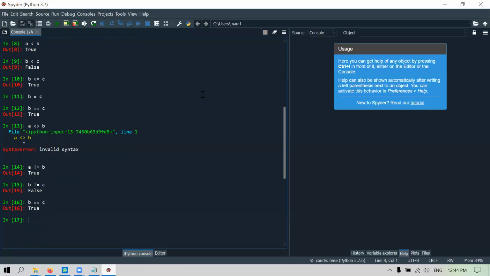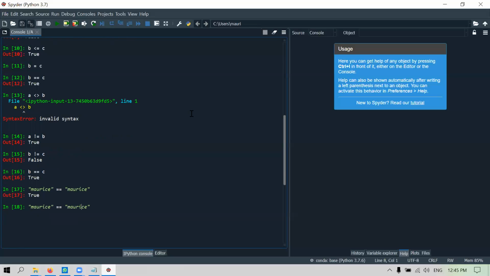Logical operators or comparators are very important when we compare whether two values are identical or not identical. We can also compare strings as well. For example, is Morris equal to Morris? It will be true, because they're identical. But if I change one of the letters to a capital, then it will be false. Similarly, I can ask, is Morris larger than Morris? Also false, because they are the same.